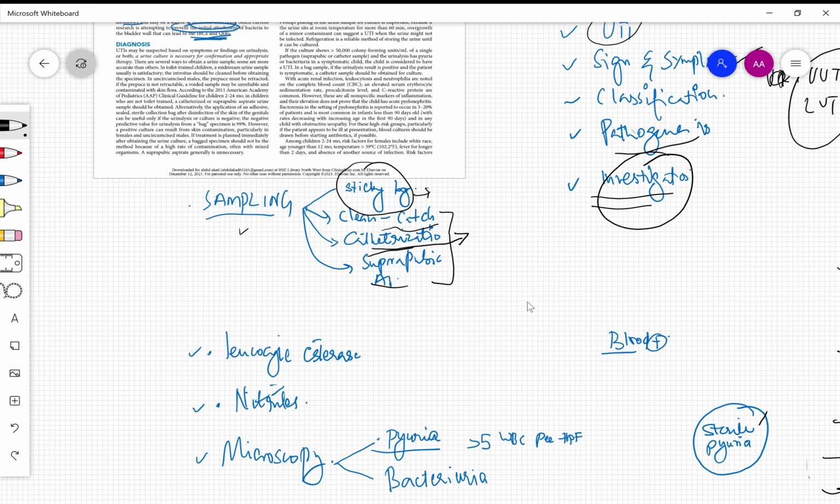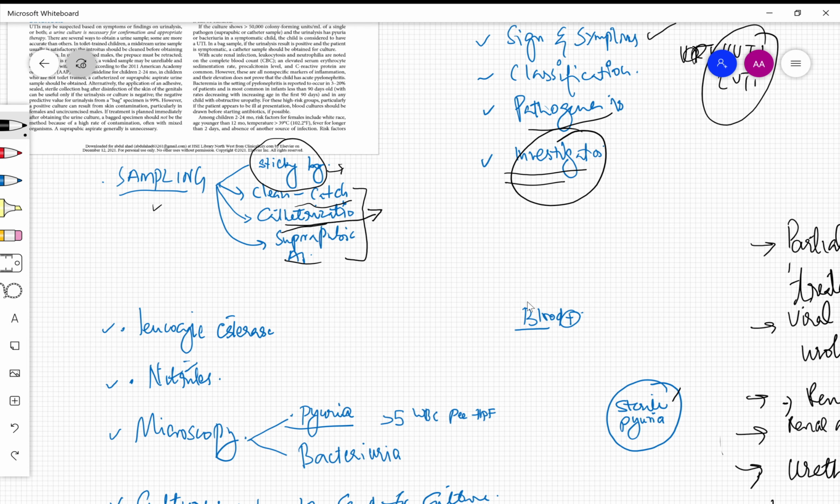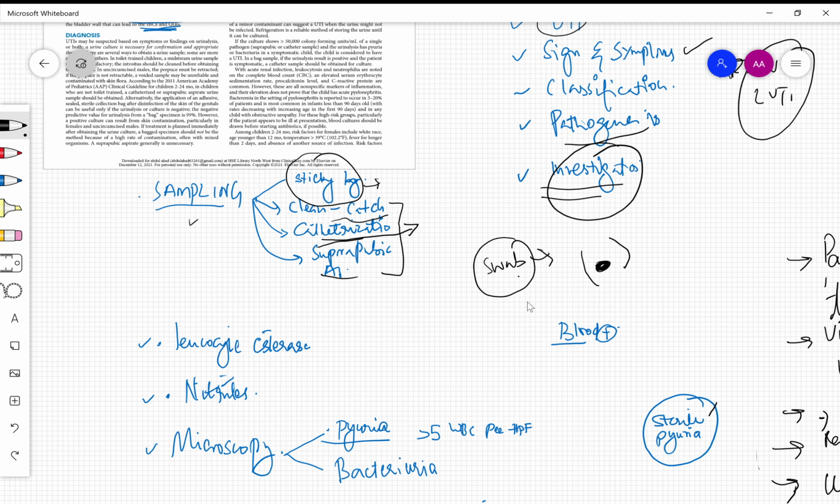I think clean catch urine can be obtained in small children, and one way to obtain it is to take a swab, soak it in cold water, and rub the area above the bladder. There is a high chance of getting a urine sample, and you can use it as a clean catch sample. Suprapubic aspiration is very rarely needed in children.